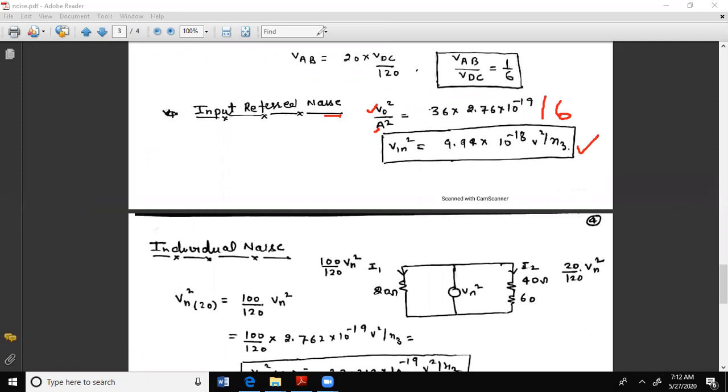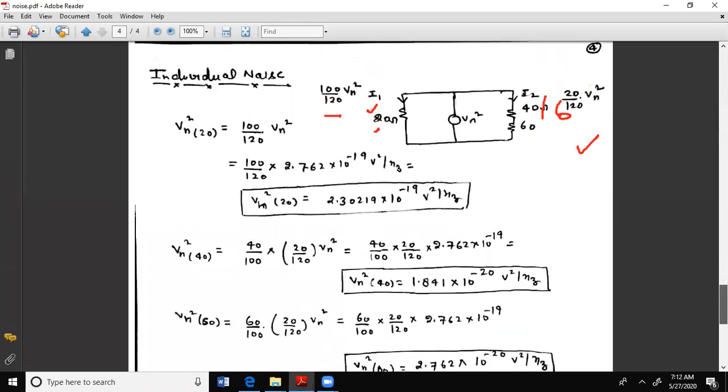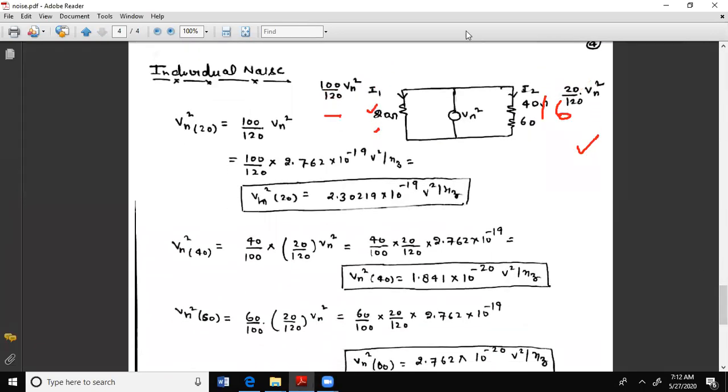Now, noise due to the individual term. What is the contribution of noise of the individual term? Just the same calculation as the previous case. Now Bn square, we have taken this terminal Bn square here. So this 20 ohm resistance is again in parallel with 40 plus 60. So total, the contribution of the noise is 20 divided by 20 plus 40 plus 60.